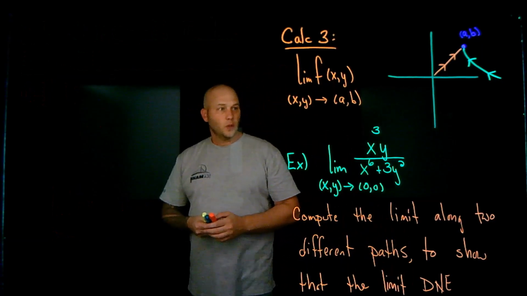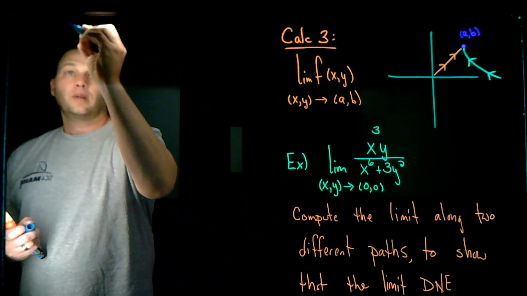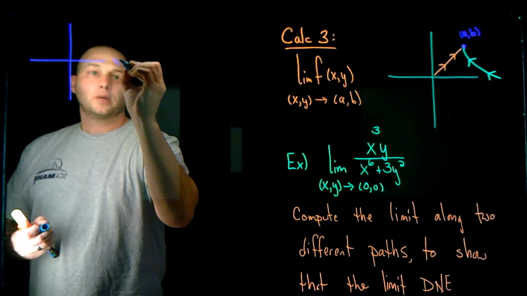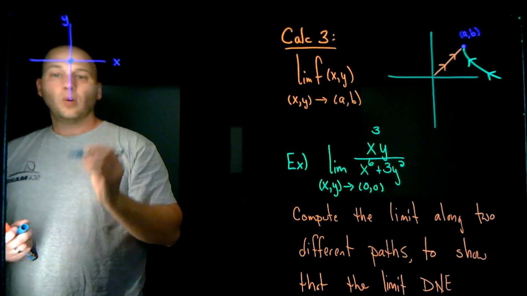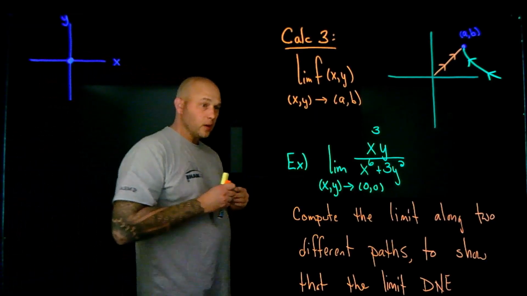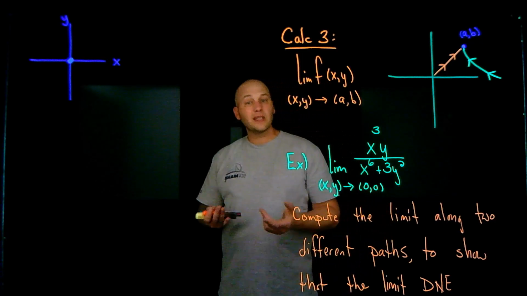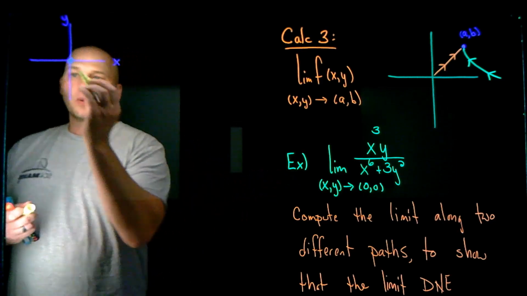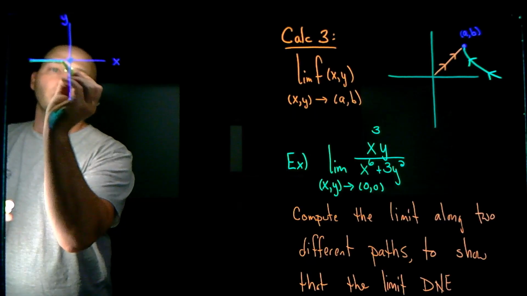All right. So I have the following. Here's the x-axis, here's the y-axis, and I'm going to approach the origin, right? And so I can approach the origin different ways. First and foremost, let's pick a very simple path. Let's take the path y equal to 0. So the path y equal to 0 is, in other words, the x-axis. So I'm going to approach this way.